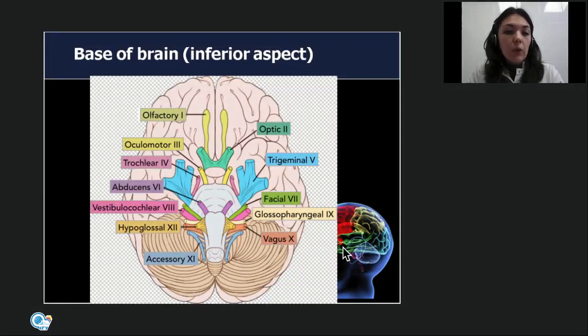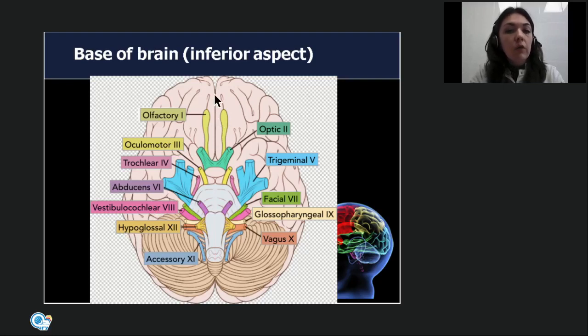So you know that cranial nerves are 12 pairs, and the sequence number they received is due to their location at the inferior aspect of the brain, at the base of the brain. So the most anterior nerve, that is olfactory, is the first pair, and then the most posterior nerve, hypoglossal, is the 12th pair, yes?